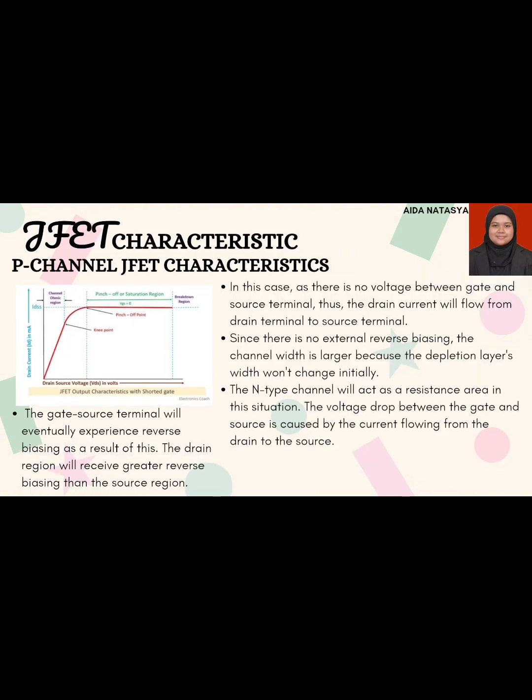Okay, now we will go to P-channel JFET characteristics. Since there is no external reverse biasing in this case, as there is no voltage between gate and source terminal, the drain current will flow from drain terminal to source terminal. The channel width is larger because the depletion layer width won't change initially. The N-type channel will act as a resistance area in this situation. The voltage drop between the gate and source is caused by the current flowing from the drain to the source.